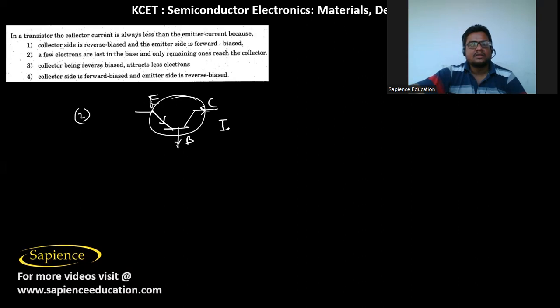So a few electrons are lost in the base, so the collector current is always less than the emitter current. So option 2 is the correct answer.